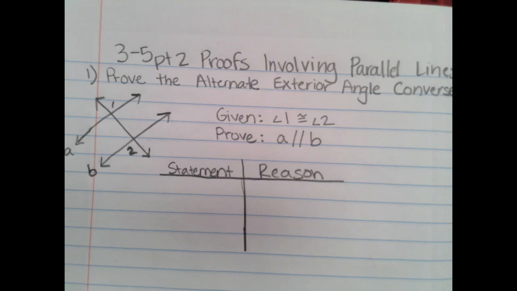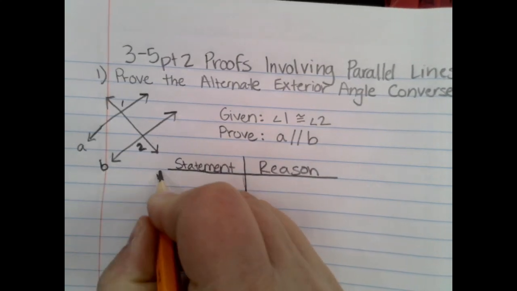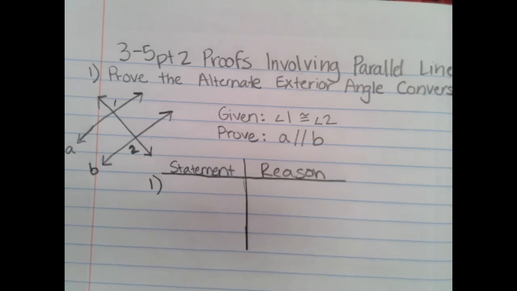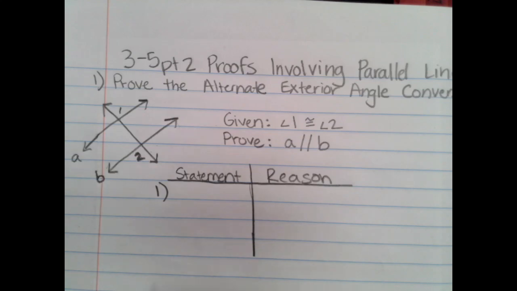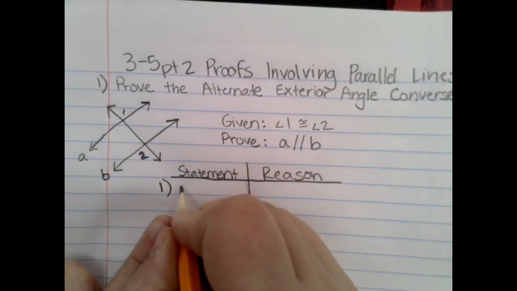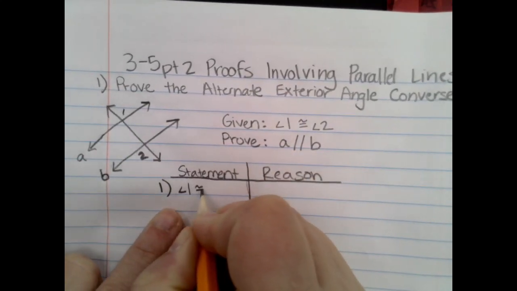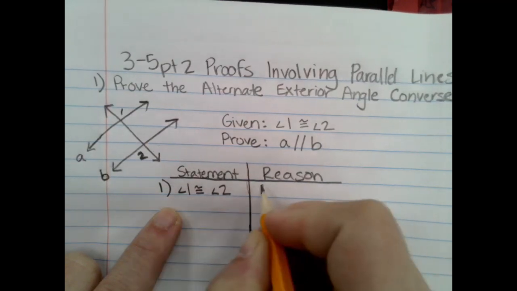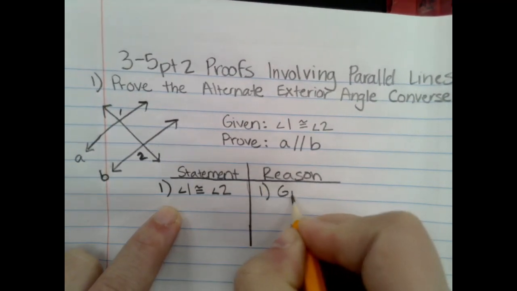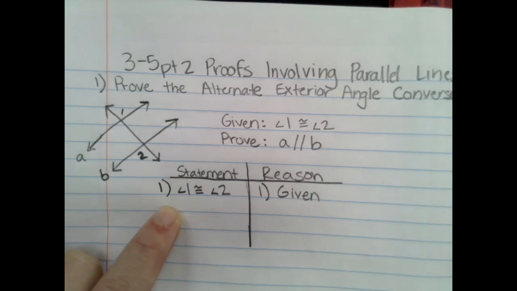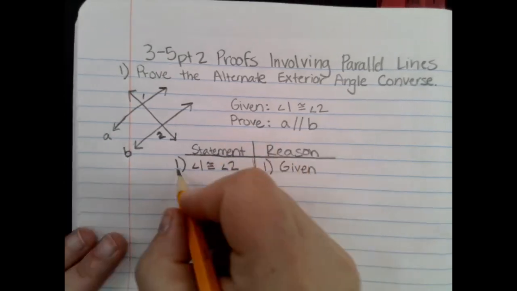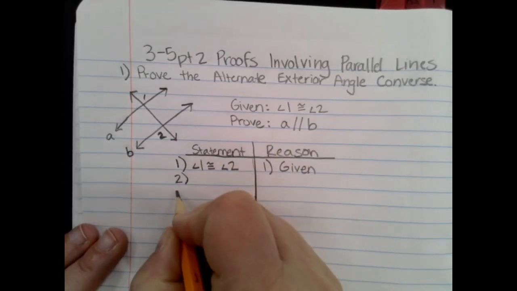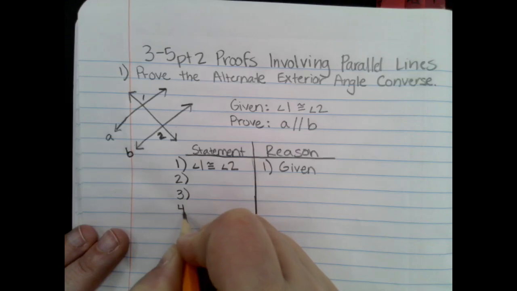So we're going step by step to prove this. What's our first statement going to be? What are we starting with? The given. Angle 1 is congruent to angle 2. All right, now we know it's 4 steps because I told you it was 4 steps, so you can go ahead and number it if you'd like to.